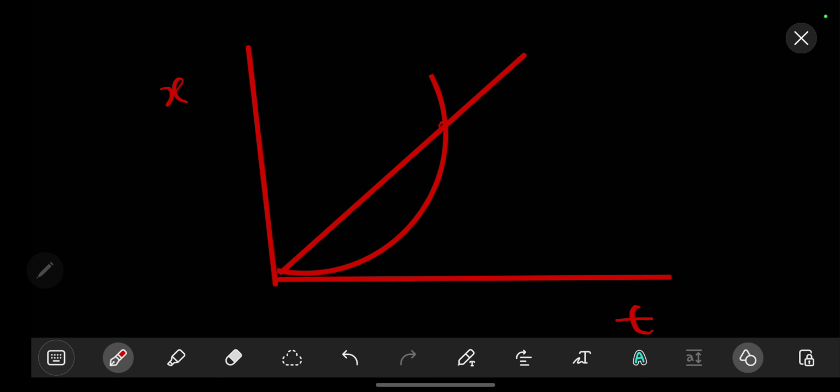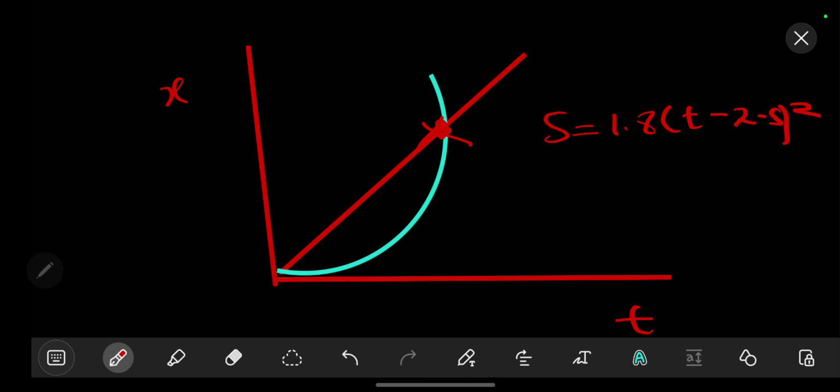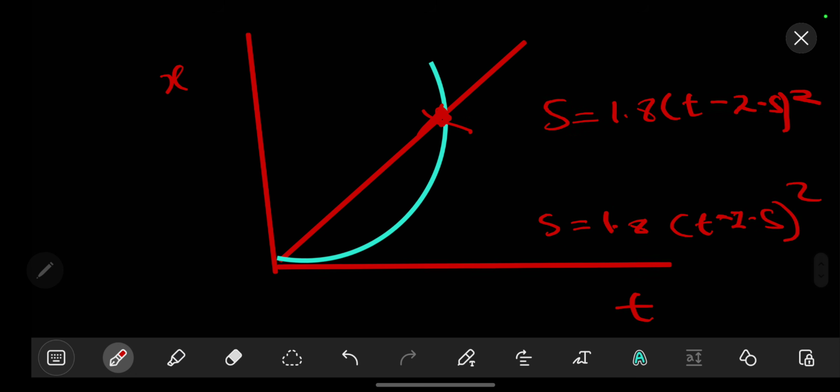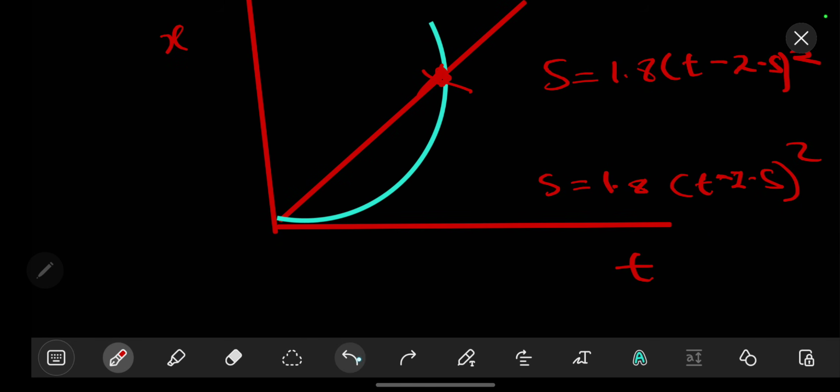Now you might be wondering why it is bending. It has to bend because, if you remember correctly, the equation of the police officer was simplified to S equal to 1.8 times (t minus 2.5) squared. Just writing it properly, S is equal to 1.8 (t minus 2.5) squared. This equation is an equation of a parabola, meaning it's a curve like that. So as the speed was increasing for the police officer, he began to curve in terms of the distance.